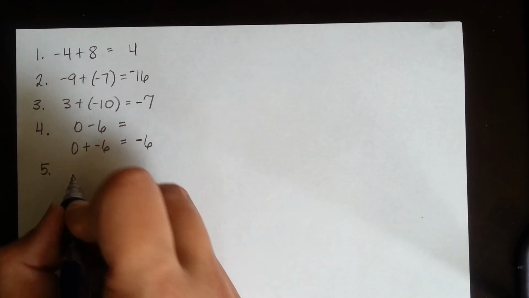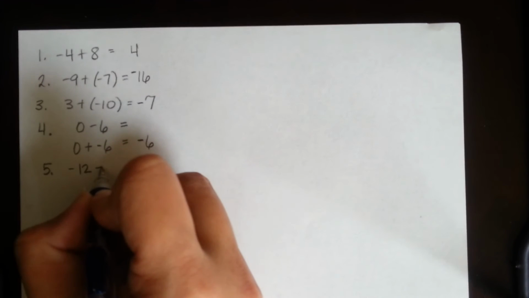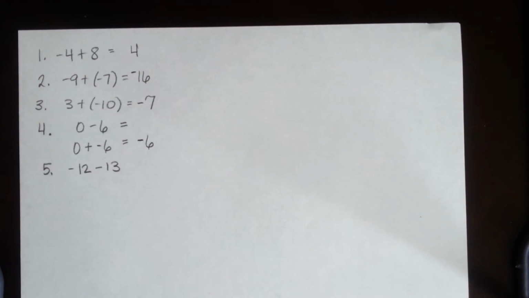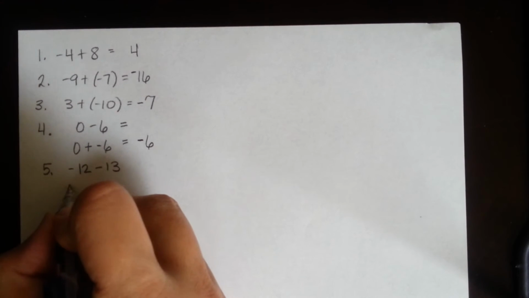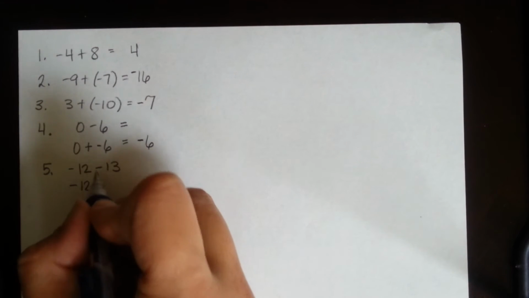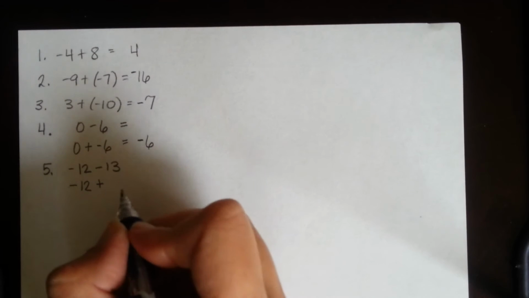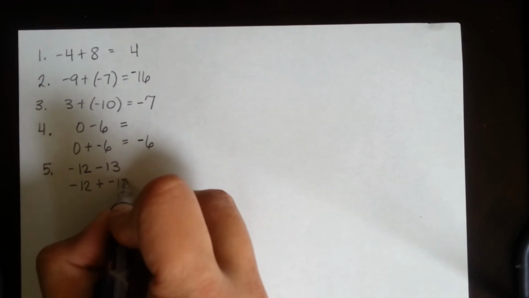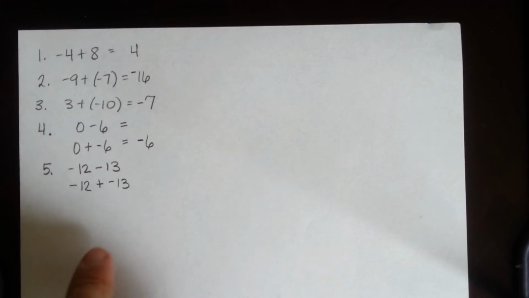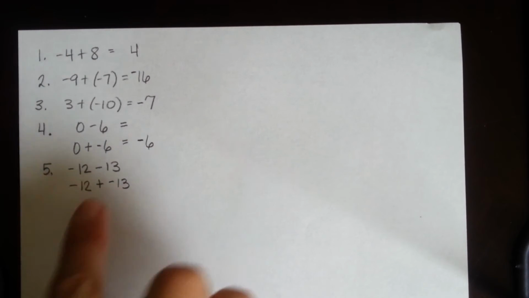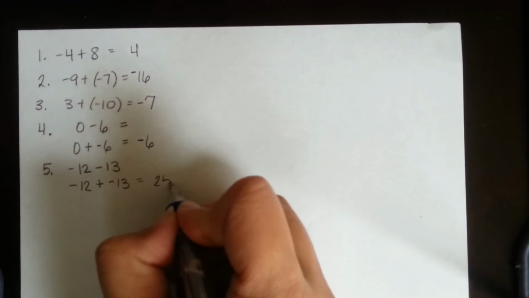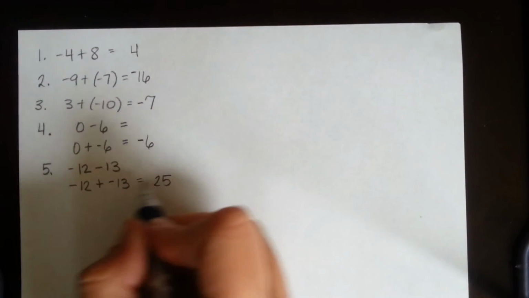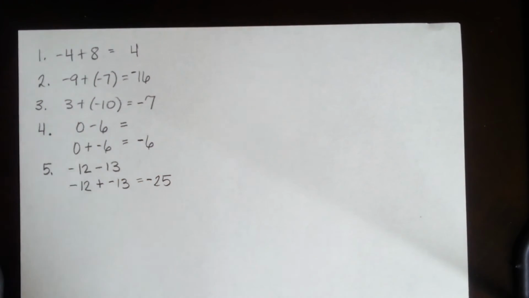Number 5. We have negative 12 minus 13. It's a subtraction problem, so we want to change it to addition. Leave the first term alone, change from subtraction to addition, and the opposite of positive 13 would be negative 13. Now that it's an addition problem, they have the same signs, so we're going to add the numbers, and we'll keep the sign. Since they were both negative, we should have a negative answer.